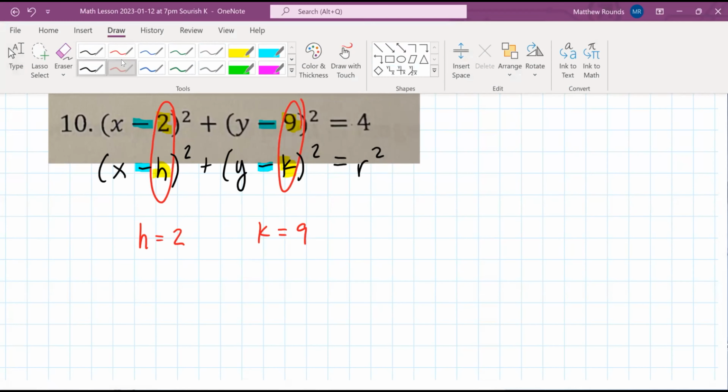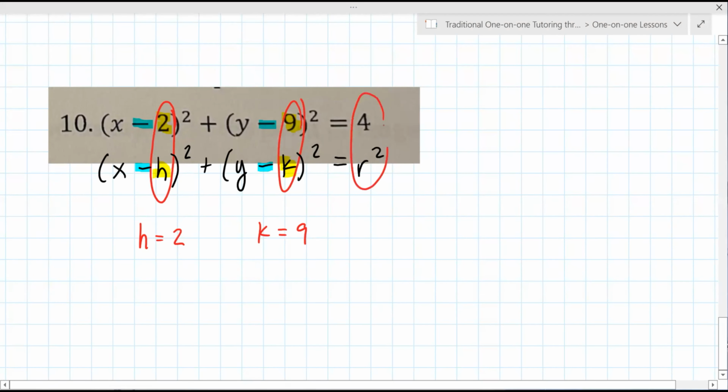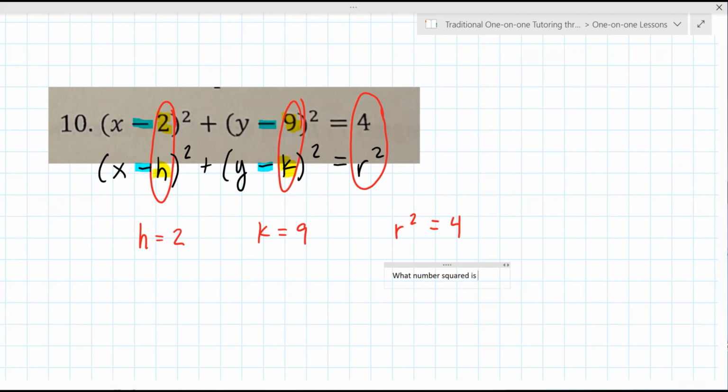Let me know when you're ready. Okay. So now the last piece is we want to solve for r squared or r. We want to solve for r. So you set r squared equal to 4. Okay, so you have to solve this equation. What it's really asking is, what number squared is 4? What number do you multiply by itself to get 4? One number is squared is 4. 2. So r is 2.